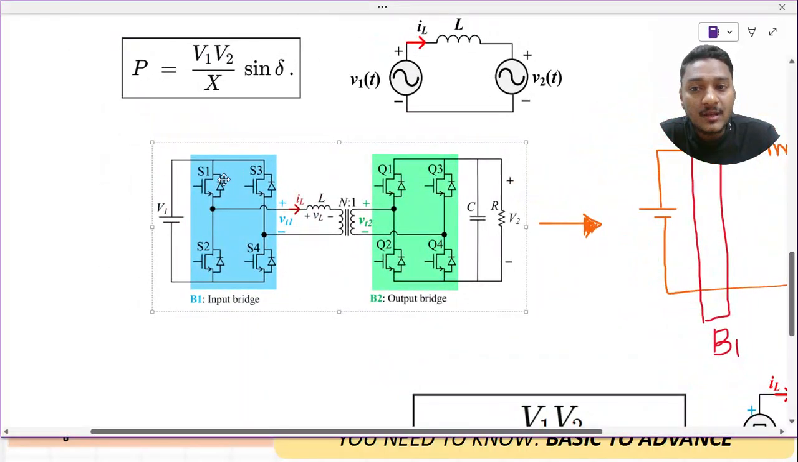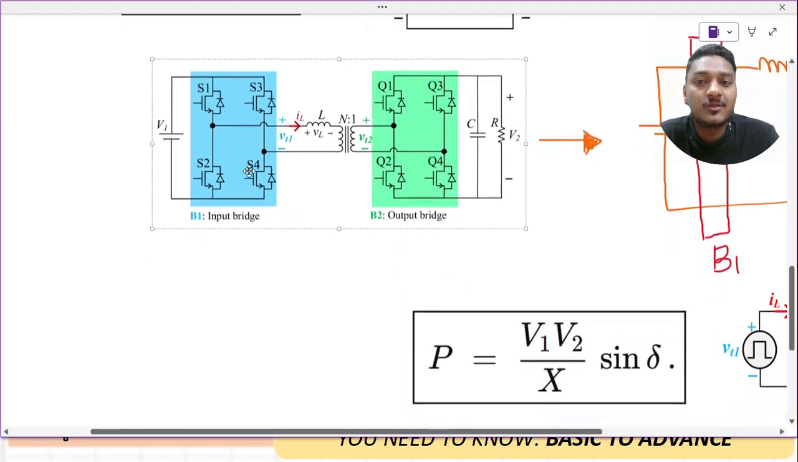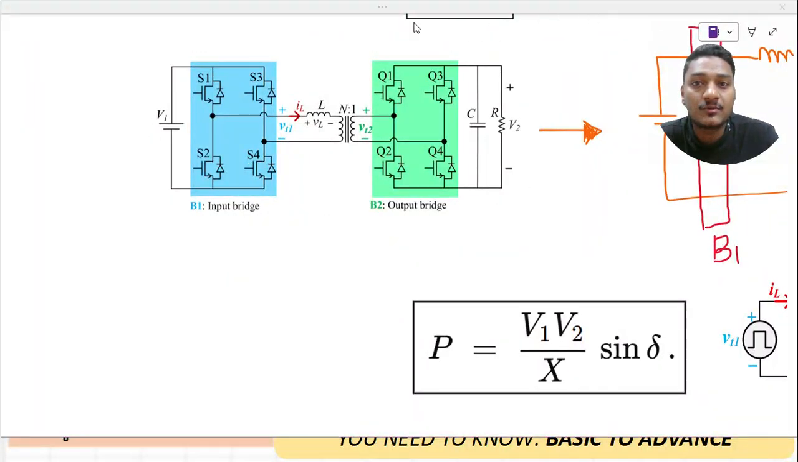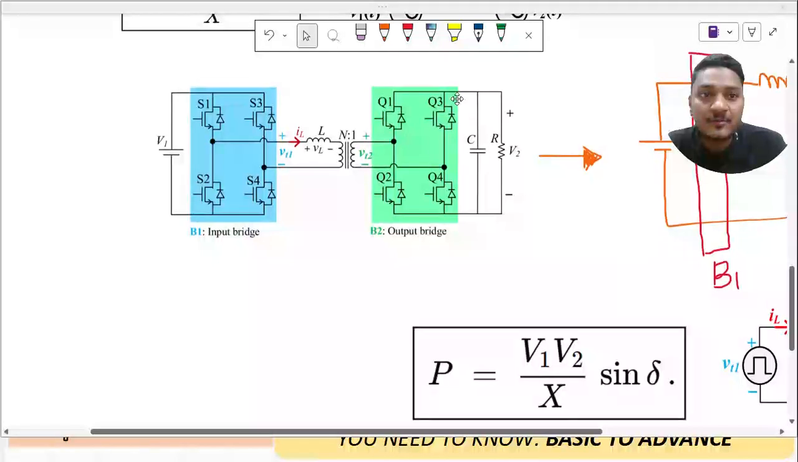What I wanted to mean from this particular point is that these four switches are there. We need to provide the gate pulses to these switches, right? On the other hand, there is another bridge, and I need to provide the gate pulses to this bridge as well. So what I wanted is that these gate pulses which are being provided here need to have some phase displacement. So how will that particular phase displacement happen?